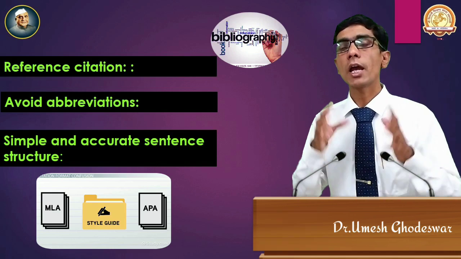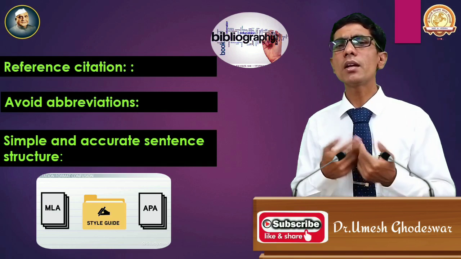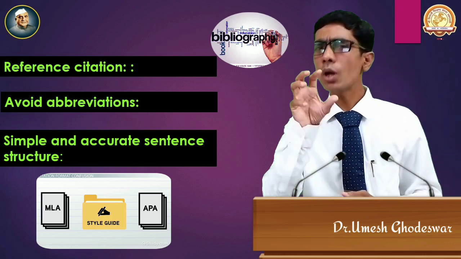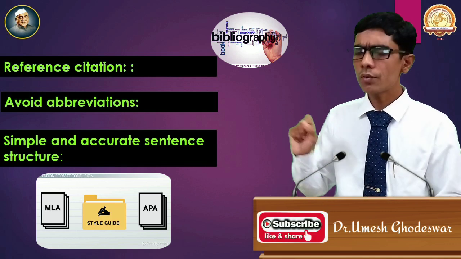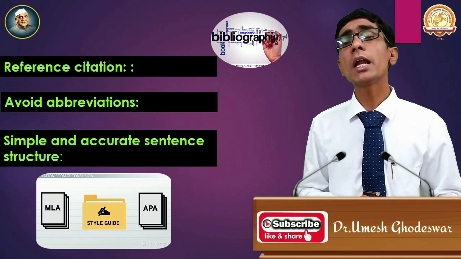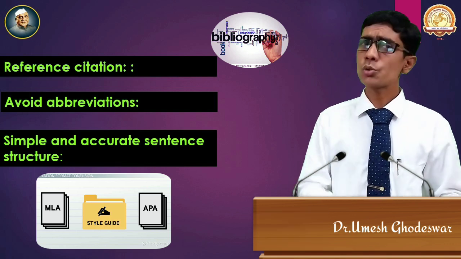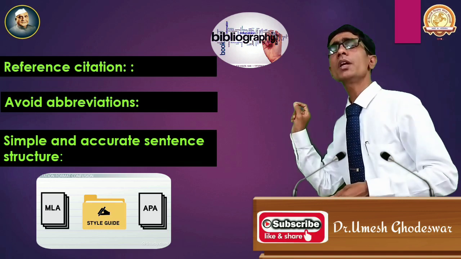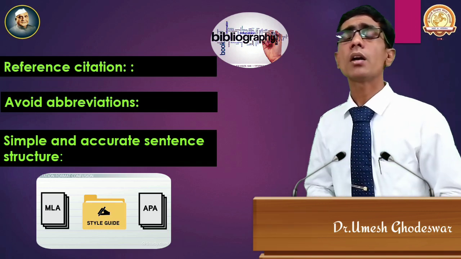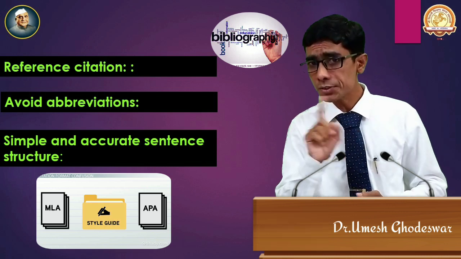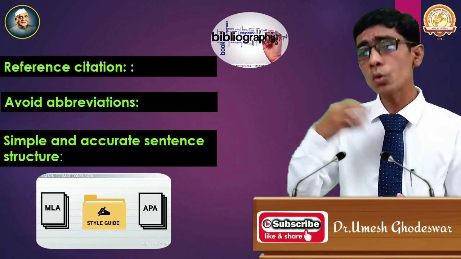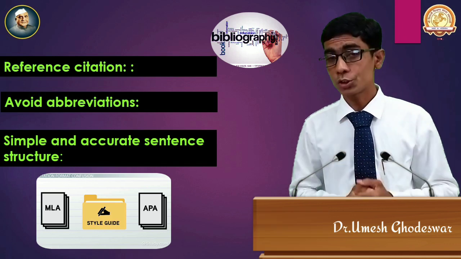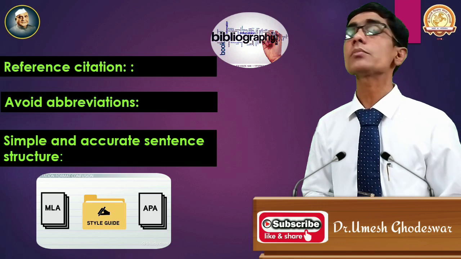Then avoid abbreviations. Avoid technical terms, jargon or any other abbreviation. You should avoid abbreviations in writing your literature review. Then use simple and accurate sentence structure. You should write simple and accurate sentences in your literature review. A researcher should use simple sentences, in your own words, and must avoid errors in grammar and punctuation too. It is very important.